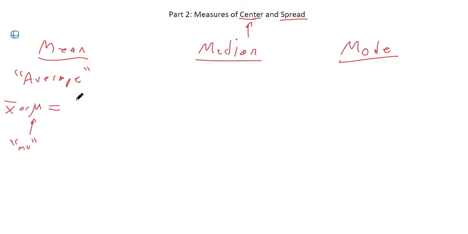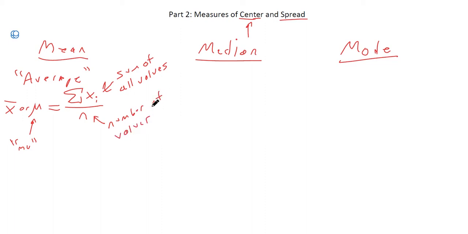Either way, to calculate it, what we're going to do is take the sum, that's what this letter means, this is capital sigma, that means the sum of all of your values, all of your individual values, and then divide by n. So this is the sum of all values divided by n, which is the number of values. That's how we would find the average.